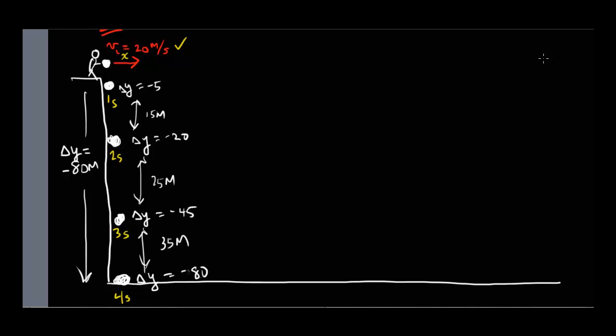There's no acceleration in the x direction, and if there's no gravity, there's no acceleration in the y direction either, so it's just going to move out at a constant pace, right? After 1 second, it would be right here. After 2 seconds, it'd be right here. After 3 seconds, it'd be right here. And after 4 seconds, it'd be right there.